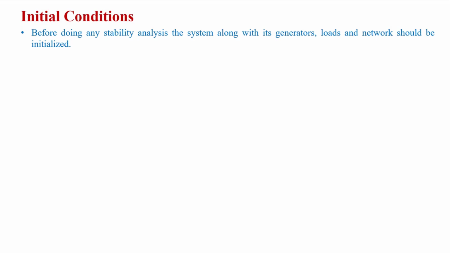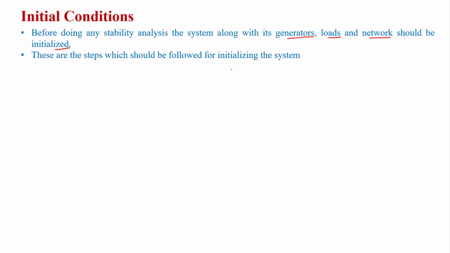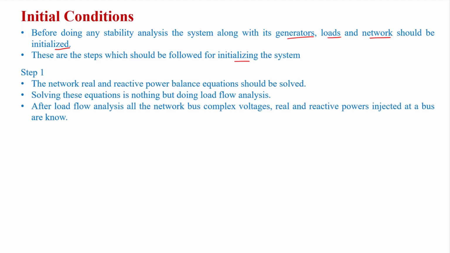Before doing any stability analysis, the system along with its generators, loads and network should be initialized. It is very important, right? These are the steps which should be followed for initializing the system. In step 1, the network real and reactive power balance equations should be solved. By solving those equations, we'll get the bus voltage information, that means the bus voltage magnitudes and angles with respect to the reference bus.